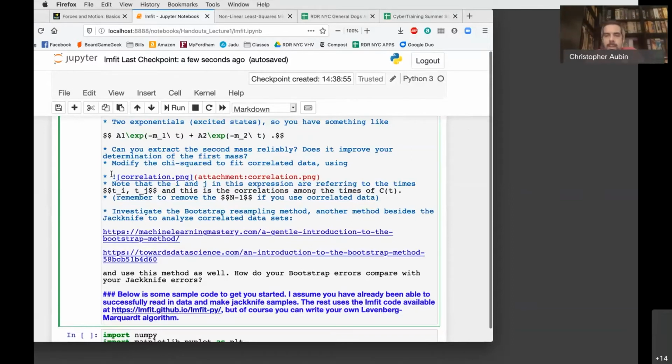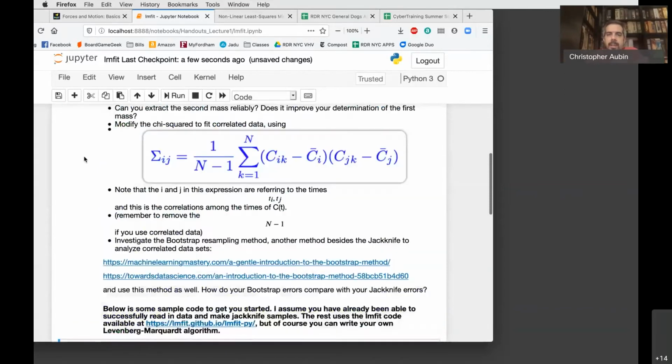One is the correlations among the different configurations, and that is a result of imperfect data taking. That is the result of generating a configuration from a prior configuration, so there's statistical correlations among those data points. That's what the jackknifing is taking care of, or hopefully taking care of, or if you bootstrap, the bootstrap would take care of that.